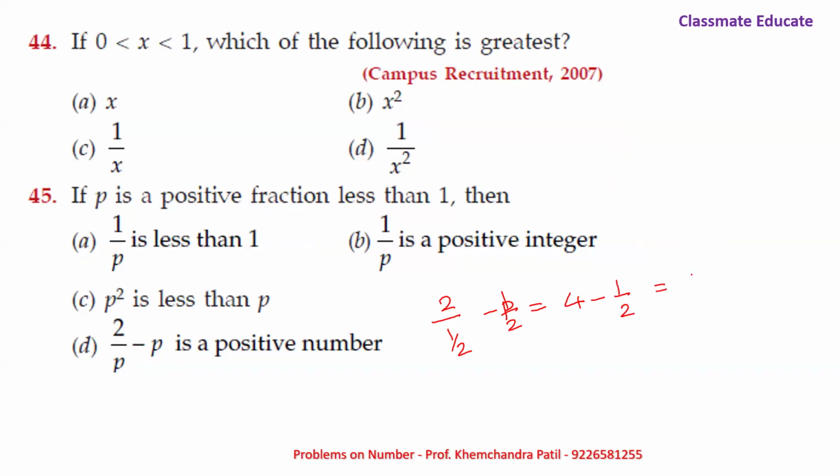This will be the positive number. This is not a number actually. This is a fraction you will get. This will be 8 minus 1, that is 7 by 2 you will get. So this is not a number, this is a fraction.